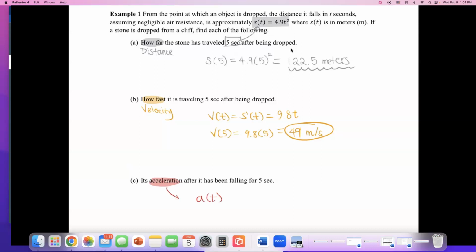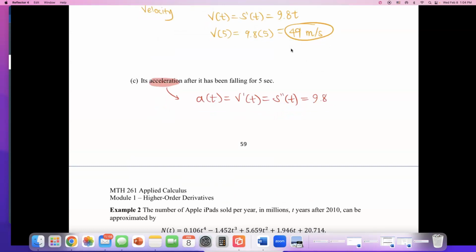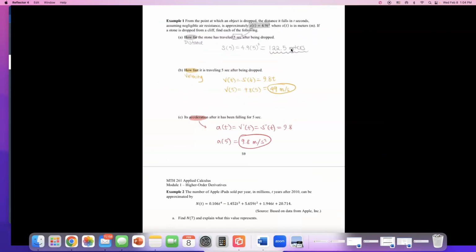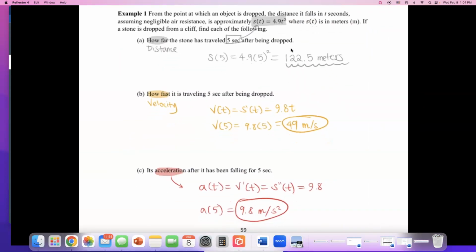So if you want to find the acceleration function, find the derivative of the velocity function, which, by the way, is the second derivative of the original distance function, right? So take the derivative of this 9.8t. That is just 9.8. So acceleration is constant in this case. So for falling for 5 seconds, well, it's going to be 9.8 no matter what seconds. The unit for acceleration will be 9.8 meters per second squared. So that's how you can do this distance, velocity, or acceleration problem.